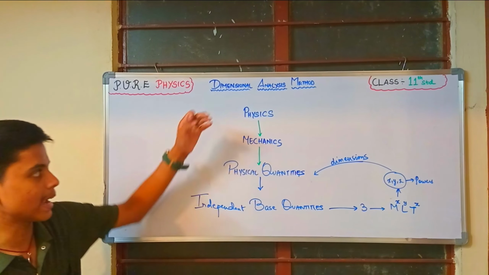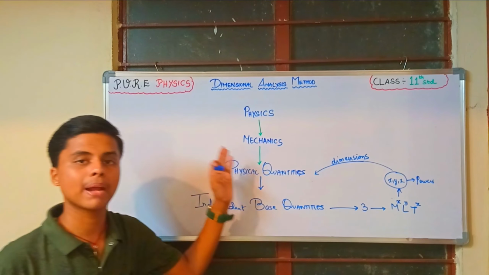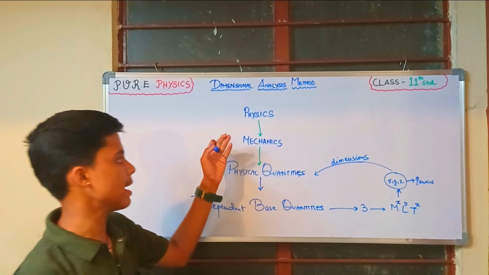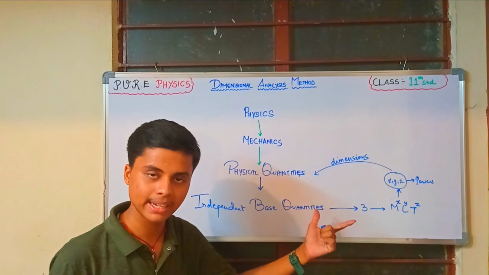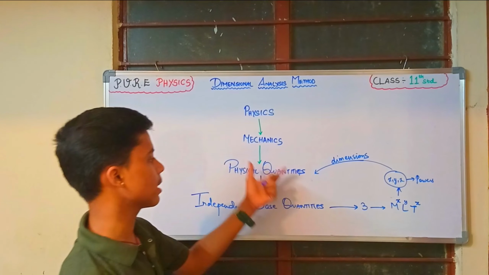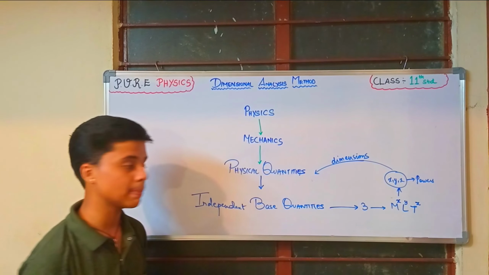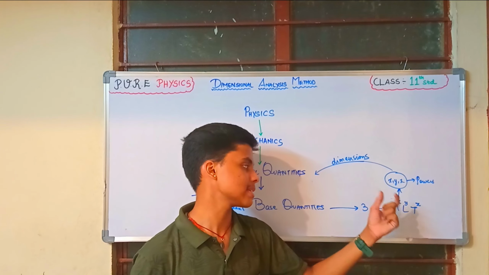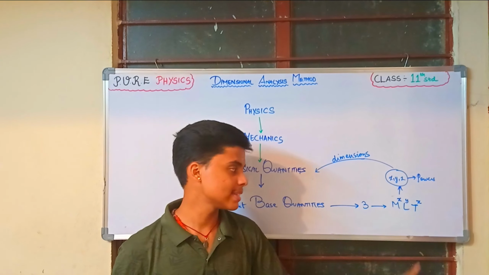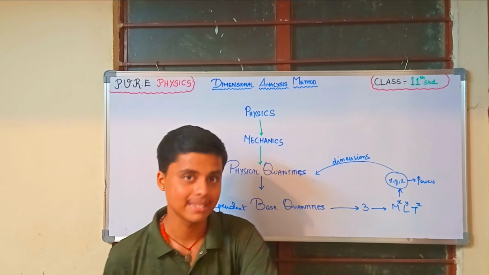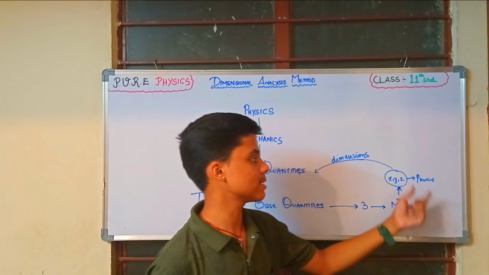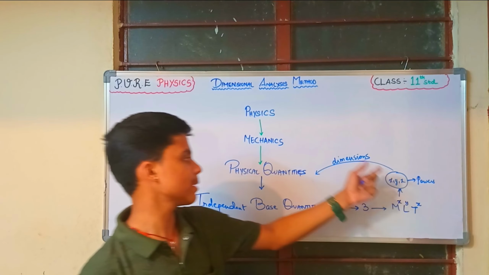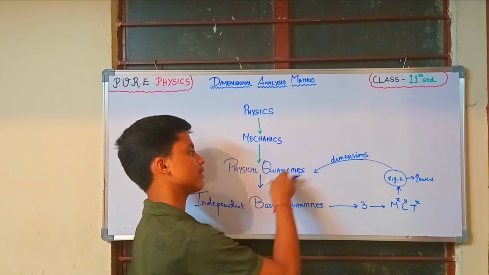So again, under physics we have a branch called mechanics, and under mechanics we deal with physical quantities, and we convert the physical quantities into their independent base quantities, where there are three independent base quantities, that is M, L, T, which have their own powers x, y, z, and these powers are nothing but the dimensions of the physical quantity.